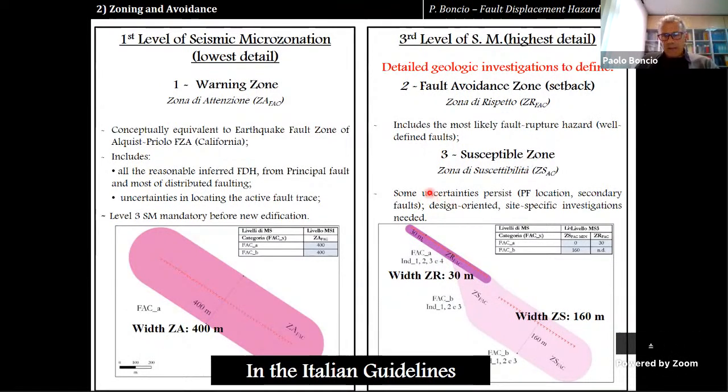If some uncertainties persist, for example, in the location of the fault, because we can have some secondary faults because of the complexities, there is a susceptible zone. The width is variable depending on the uncertainty. And in those areas, only design-oriented, site-specific investigation can solve the problem of the hazard.